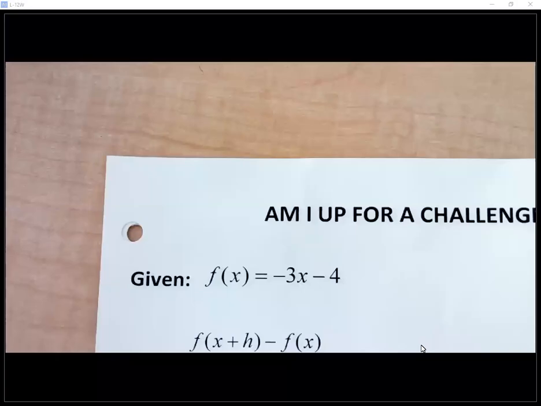Okay, everybody. So let's take a look at the sheet that says, "Am I up for a challenge?"